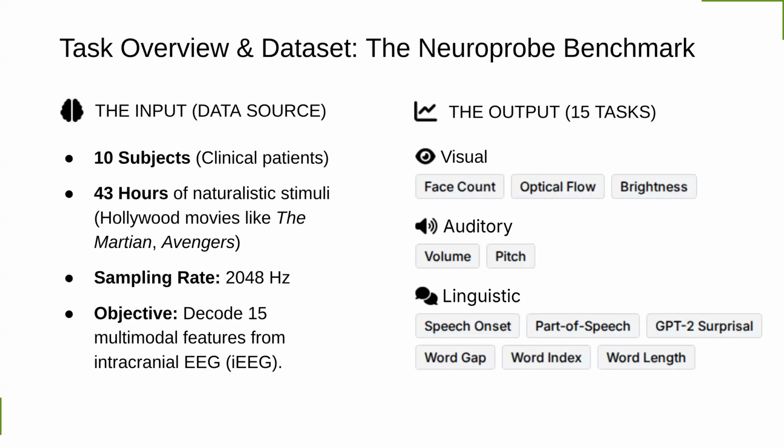We utilize the NeuroProbe benchmark and the Brain Treebank dataset, which consists of high-fidelity iEEG recordings collected from 10 subjects as they watched over 40 hours of Hollywood movies, like The Martian or Avengers. The core task is to interpret these high-frequency brain signals to predict 15 distinct multimodal features. These range from low-level visual cues like optical flow to high-level linguistic features like syntax and GPT-2's surprisal. Our goal is to build models that not only decode these features accurately but also generalize well across different sessions.